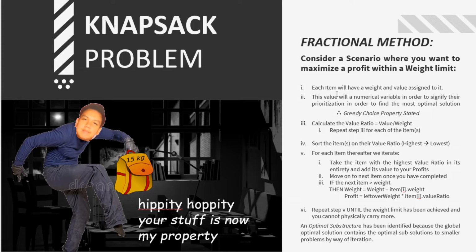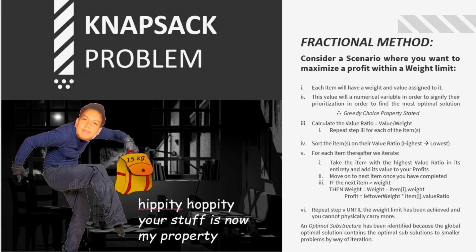Step number 1 is, each item will have a weight and value assigned to it. This value will have a numerical variable in order to signify their prioritization in order to find the most optimal solution. As such, the greedy choice property is stated. The third step is to calculate the value ratio. This can be calculated using value divided by weight. You would repeat step 3 for each of the items. Fourth, you sort the items in terms of their value ratio from highest to lowest.